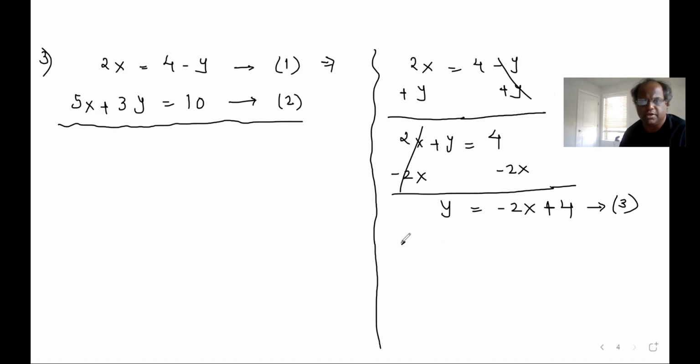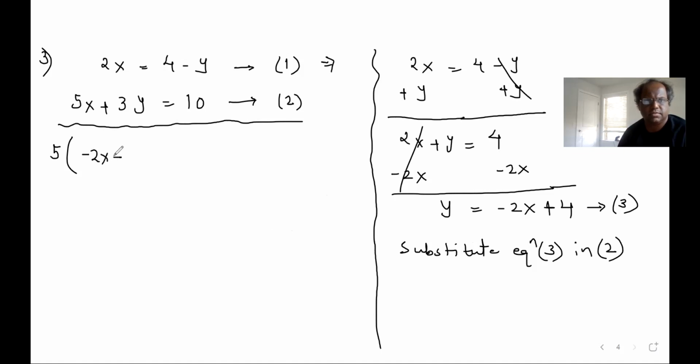Now I will substitute again. Substitute equation 3 in 2, and let's see how the corresponding changes are. So 5 minus 2x plus 4 plus 3y equals 10. Don't forget to use the distributive property and collecting like terms.